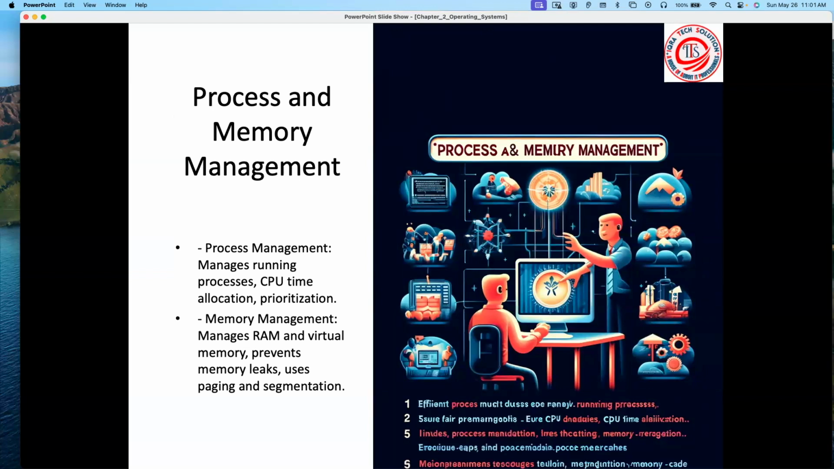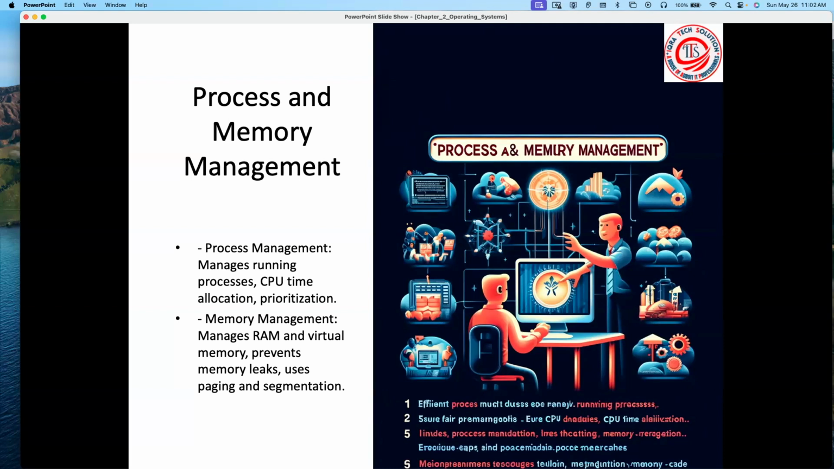Now we are going to talk about process and memory management. Efficient process and memory management are vital for operating system performance. Let's break it down. First, we are going to talk about process management. The operating system must manage multiple running processes. It ensures fair CPU time allocation. It handles process prioritization and scheduling. Imagine having 10 tabs open on your web browser. Your operating system decides which tab gets to load first.